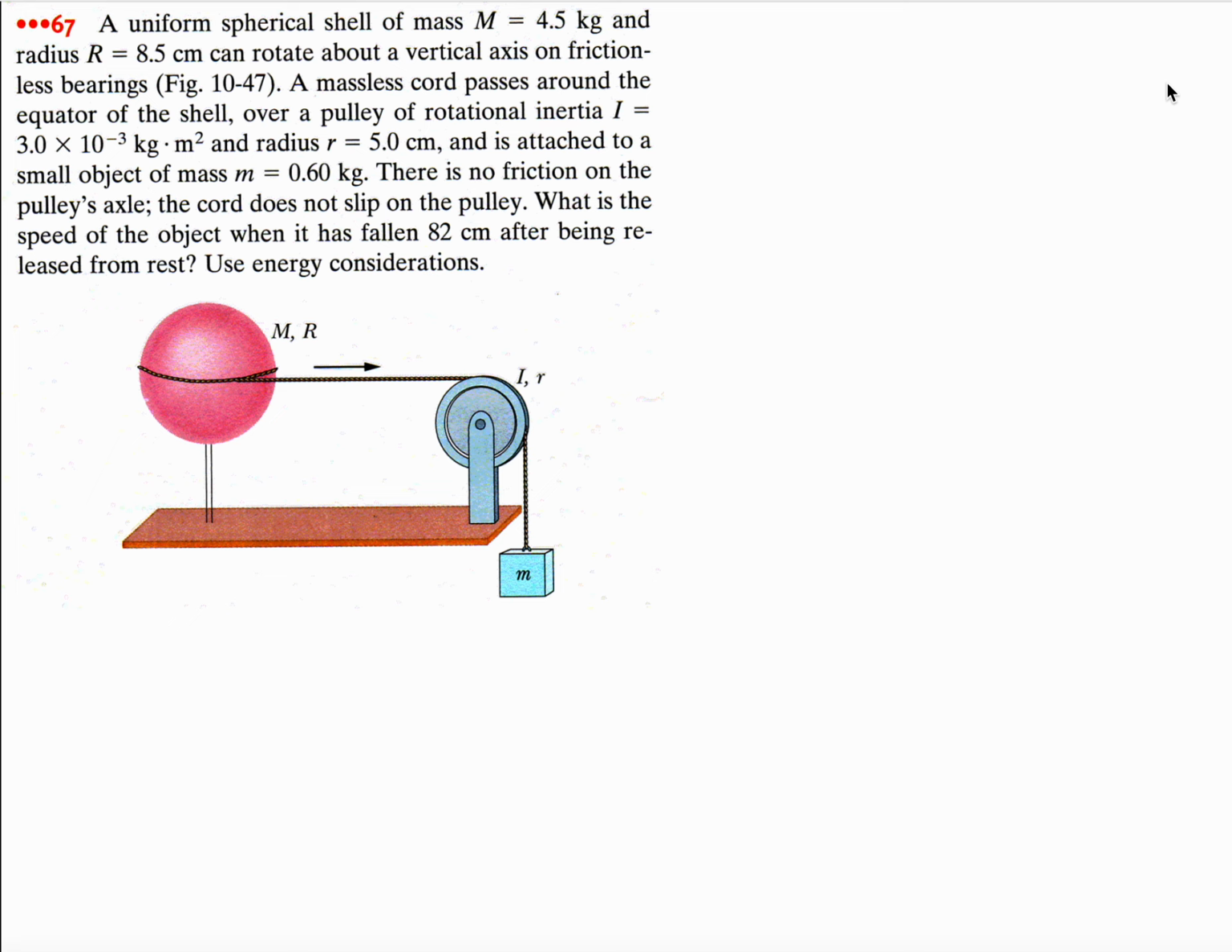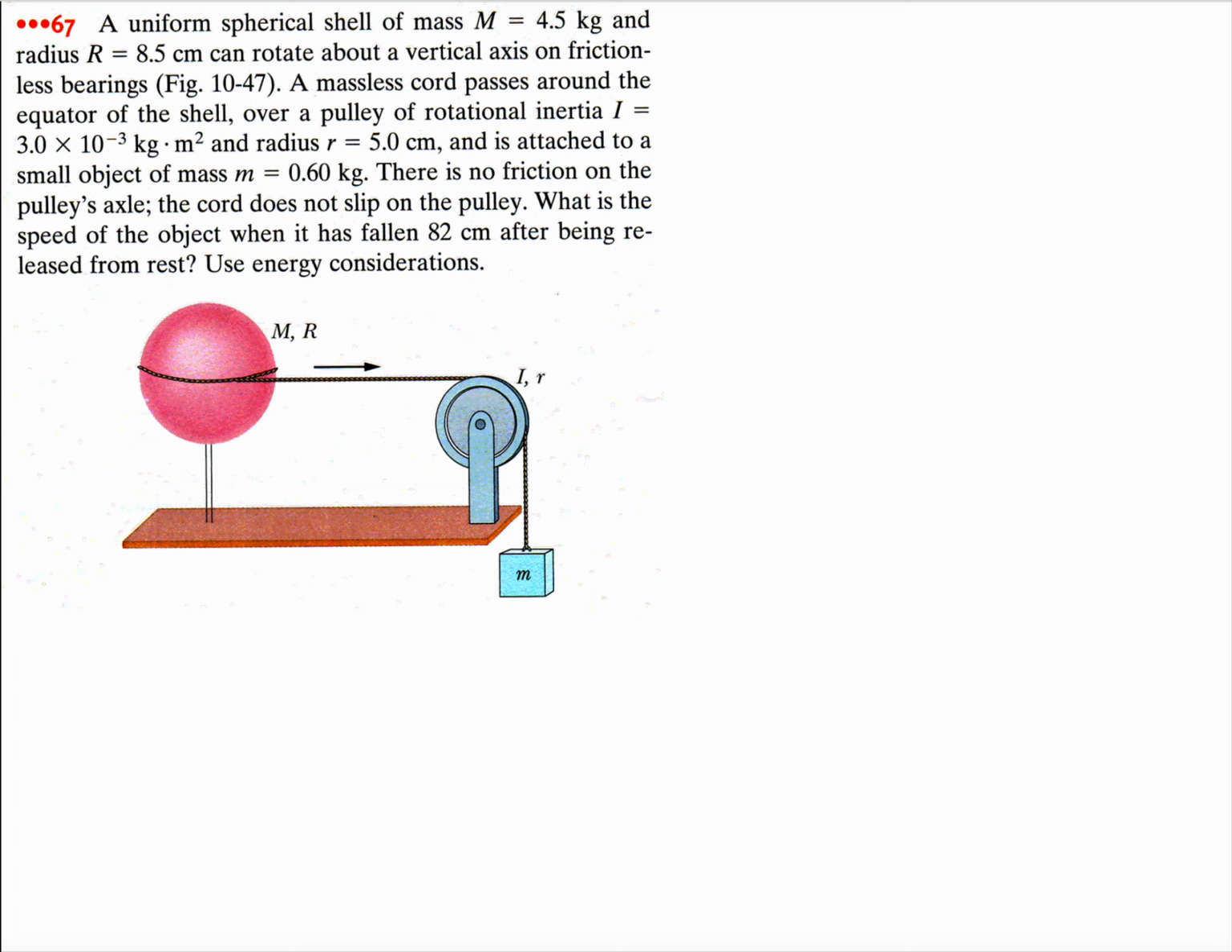We have a uniform spherical shell of mass m and radius r that can rotate around its vertical axis on frictionless bearings. A massless cord passes around the equator of the shell over a pulley and is then attached to a small object of mass 0.6 kilograms. There's no friction. The cord does not slip on the pulley. What's the speed of the object when it's fallen 82 centimeters?